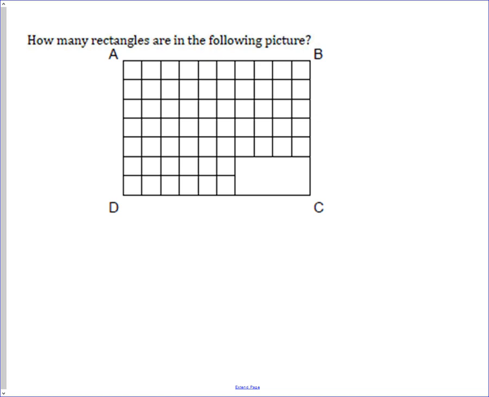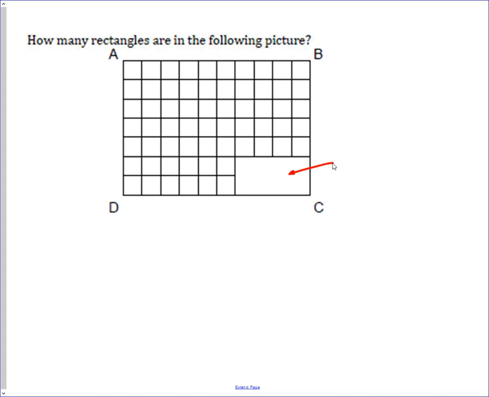So to find the number of rectangles in this picture, we have to use the combination method of finding rectangles, which is you're always choosing two vertical lines and two horizontal. But then we have to use it in a creative way because the picture isn't the same all the way throughout because of this space down here. So we've got to figure out a way to do it. And there are a couple different methods for this.